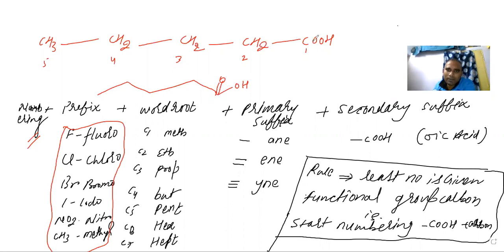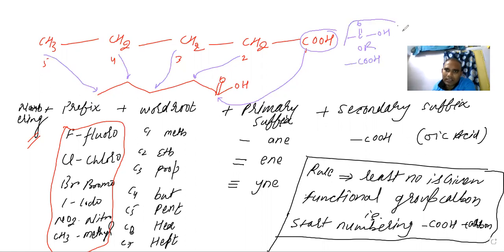Because this particular position is representing this carbon. This is the second carbon, this is the third carbon, this is the fourth carbon, and this is the fifth carbon. Why the double bond? Here, the structure of the oic acid is C double bond O and OH, or you can write C double bond OH. This is up to you how you write. This is the structure of oic acid. Are you able to understand this?